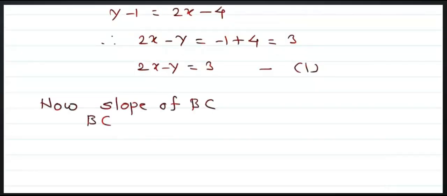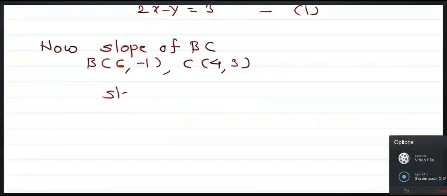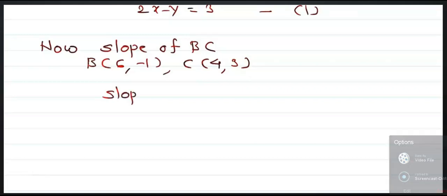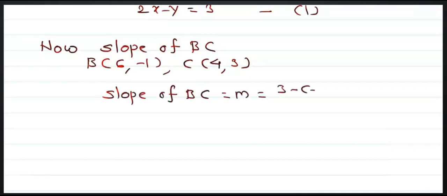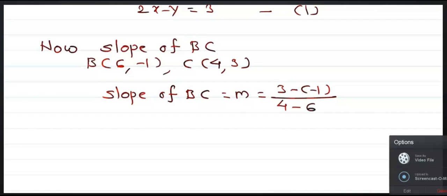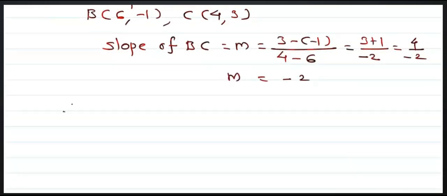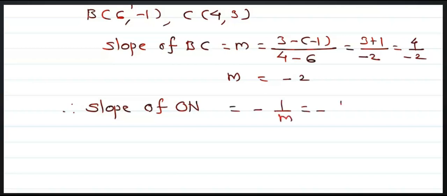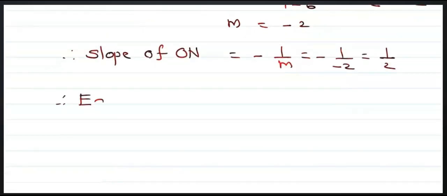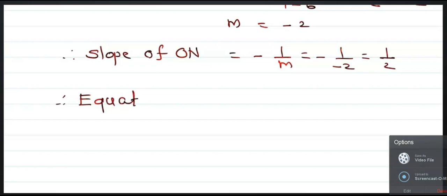Now the slope of BC, these are the points (6, -1) and (4, 3). The slope means the difference of y coordinates upon the difference of x coordinates. That is 3 minus in bracket -1 upon 4 minus 6. That is 3 plus 1 upon -2, and that is equals to -2. Now the slope of ON is the negative reciprocal of the slope of BC. That is equals to 1 upon 2.